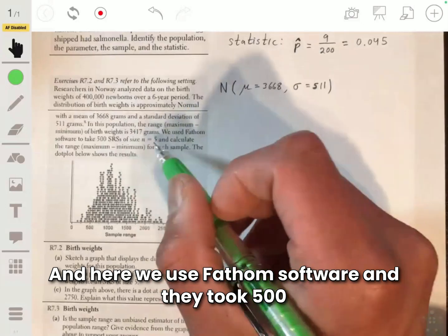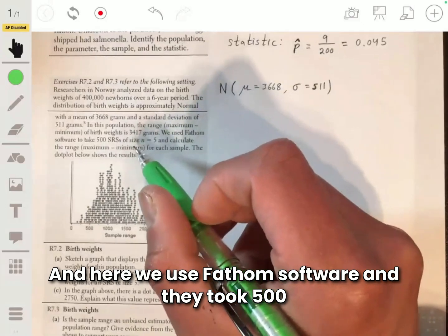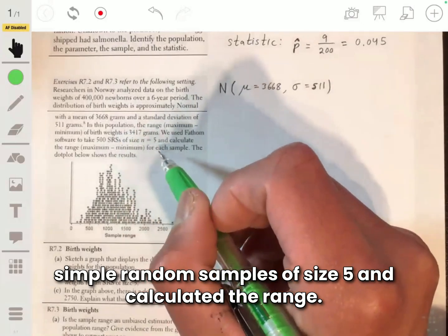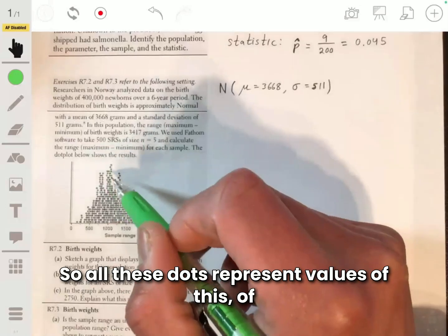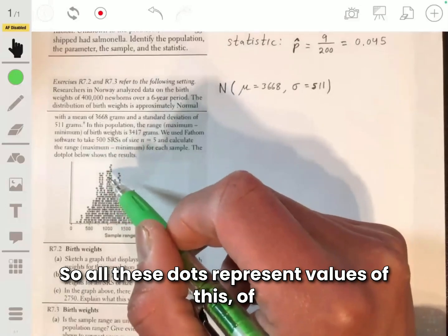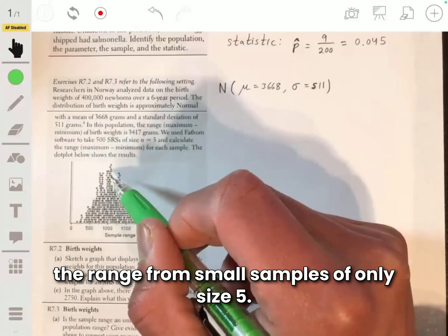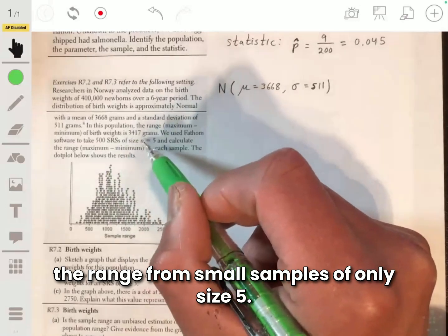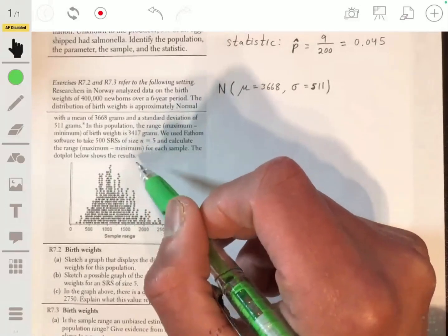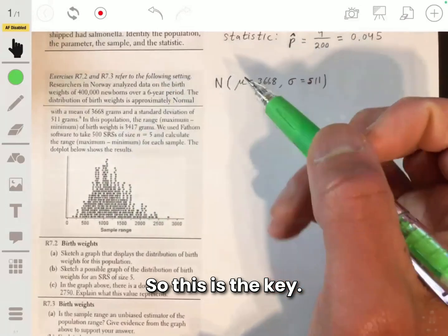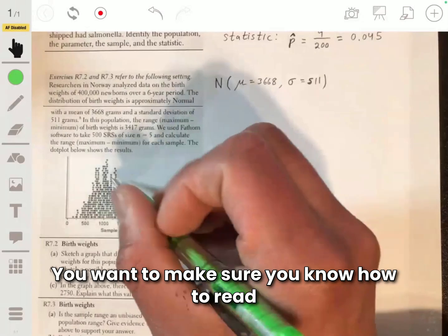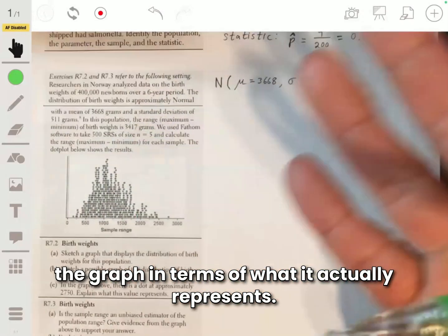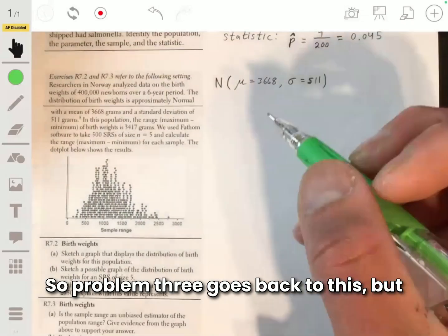And here we use Fathom software. They took 500 simple random samples of size 5 and calculated the range. So all these dots represent values of the range from small samples of only size 5. This is the key. You want to make sure you know how to read the graph in terms of what it actually represents.